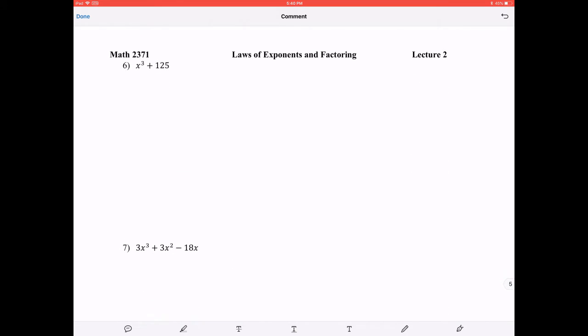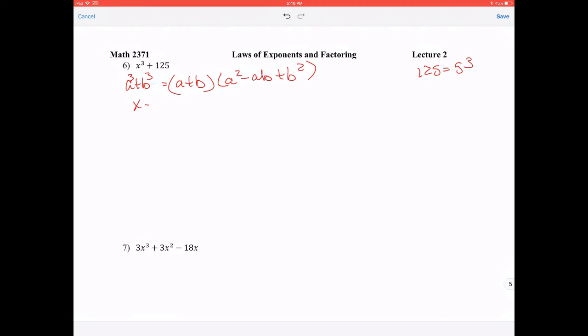Okay, now I have a sum of cubes. All right, and I know that a cubed plus b cubed is a plus b times a squared minus ab plus b squared. So it is simply x, and remember 125 is 5 cubed, so this will be x plus 5 times x squared minus 5x plus 25.